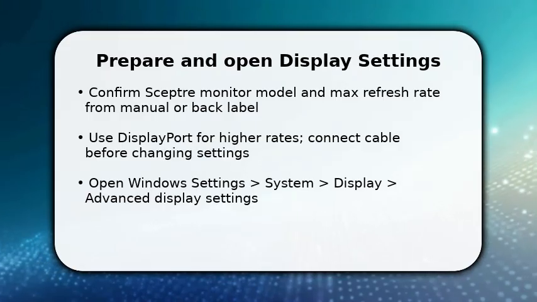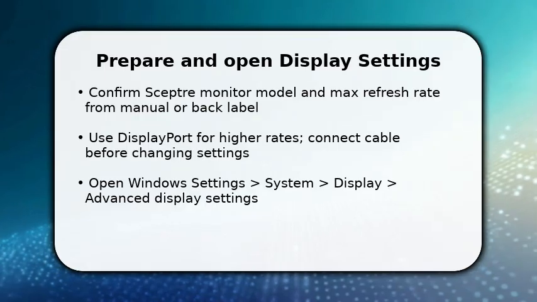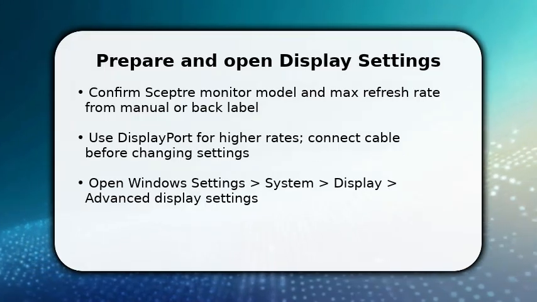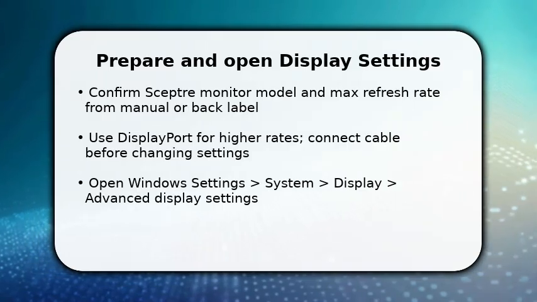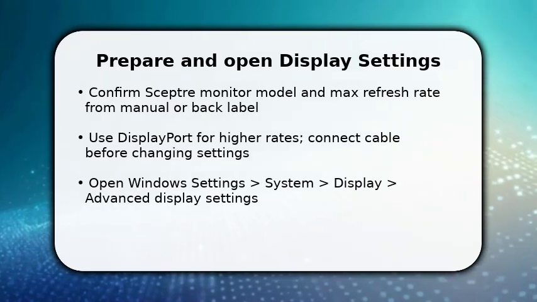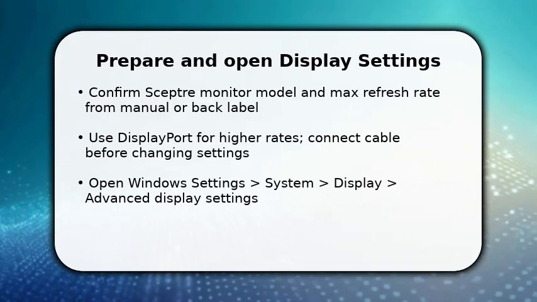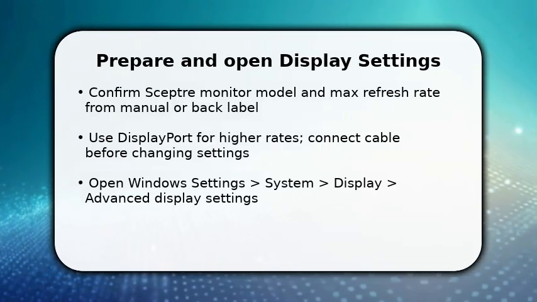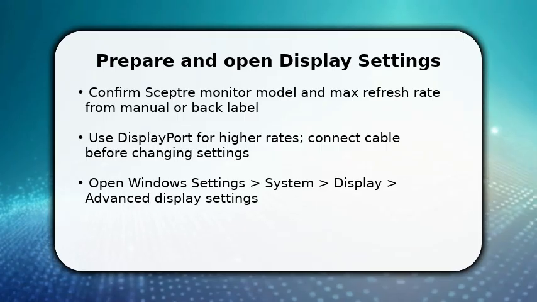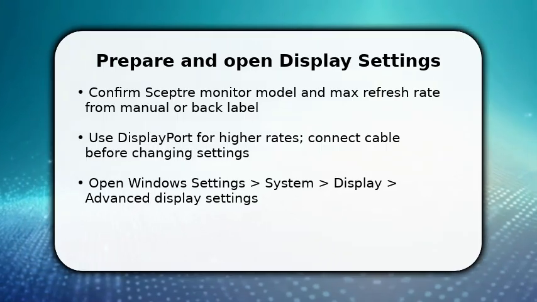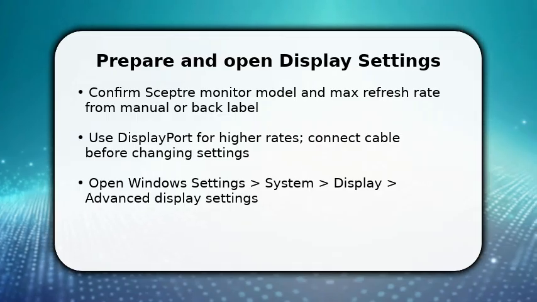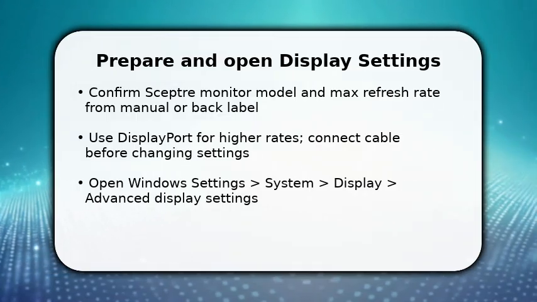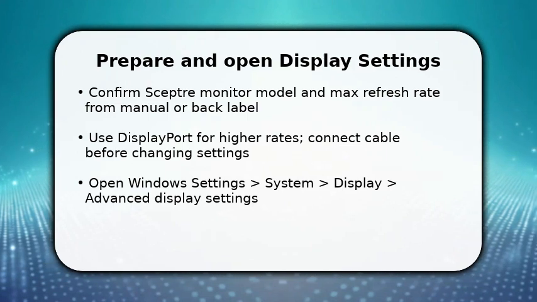You'll start by confirming the Sceptre model and its maximum refresh rate so you don't request unsupported values. Once done, make sure you're using the best cable, DisplayPort for high rates, HDMI for common rates, and plug it in. Now open Windows Settings, go to System, then Display, and click Advanced Display Settings. You're doing this to see current refresh rate and active adapter. This step prevents confusion and applies the correct output to the monitor you're about to change.